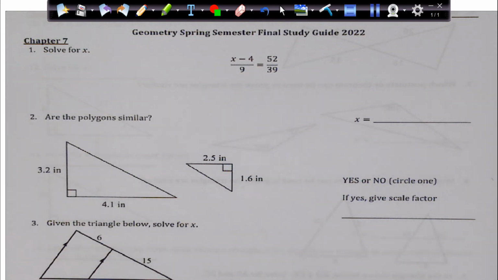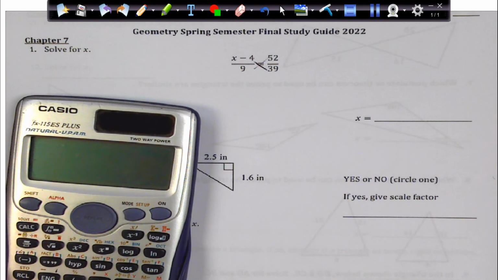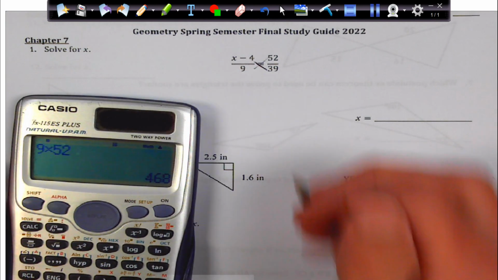Alright, first one, cross multiply. So make sure you have your calculator ready to go. So 9 times 52, turn it on, is 468.